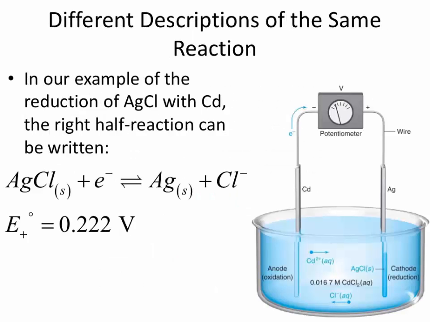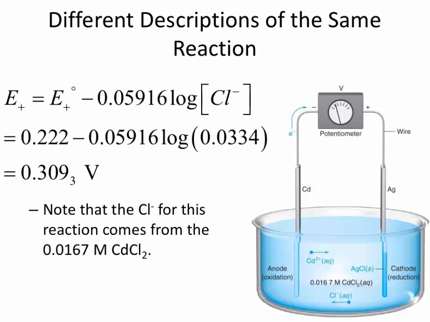And again, if we return to one of our earlier examples, in our example of the reduction of our silver chloride with cadmium, then the right half reaction can be written like this, and we have then an E naught plus of 0.222 volts. And we can then plug in our chloride ion concentration in here, our 0.0334 molar, and that gives us a value here for our E plus of 0.309 volts.